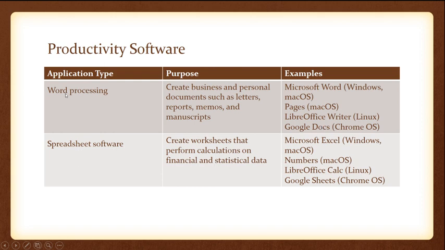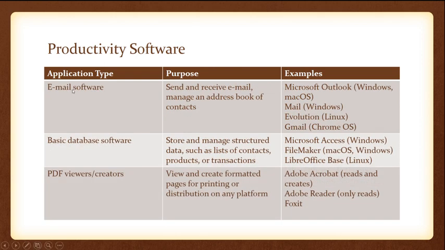Along with word processing, you have spreadsheets. Spreadsheets would be like Microsoft Excel, Numbers on a Mac, LibreOffice Calc, or Google Sheets. All of those would be considered productivity. You're using these applications to get something done, to be productive. Others are email. Email is productivity software: Outlook, Mail, Evolution, or Gmail. You can have a database, such as Access, FileMaker, and LibreOffice Base. These are all database applications. And you can have PDF viewers and creators, such as Adobe Acrobat and Adobe Reader. These are, again, things that help you get stuff done: productivity.